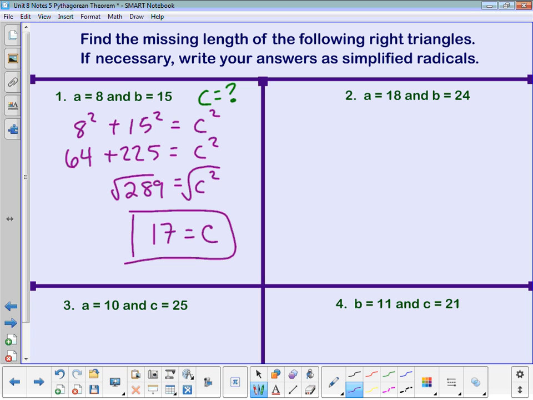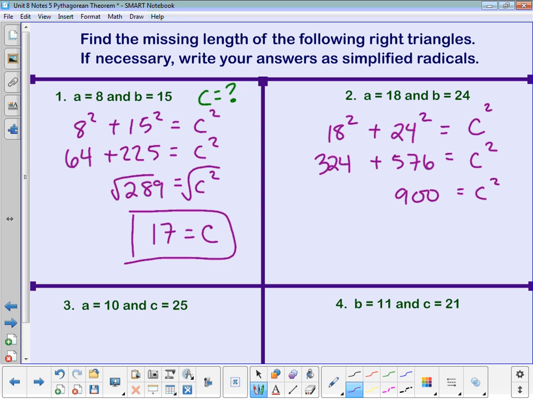If I look at number 2, I have A and B again. So A is 18, and B is 24, so I have 18 squared plus 24 squared, and I'm trying to find c. C is my question, or c is the missing length. 18 squared is 324, 24 squared is 576. Adding those together, I get 900, and the square root of 900 is 30.